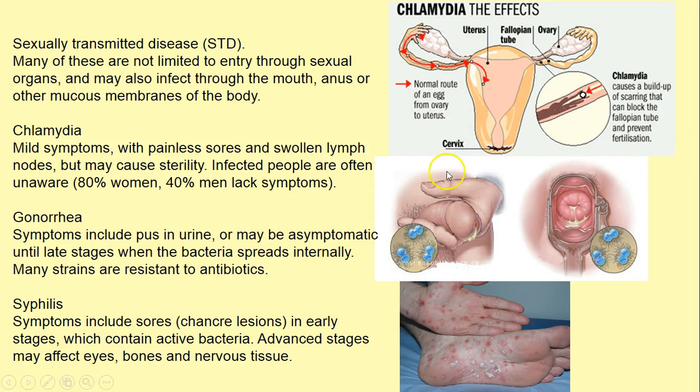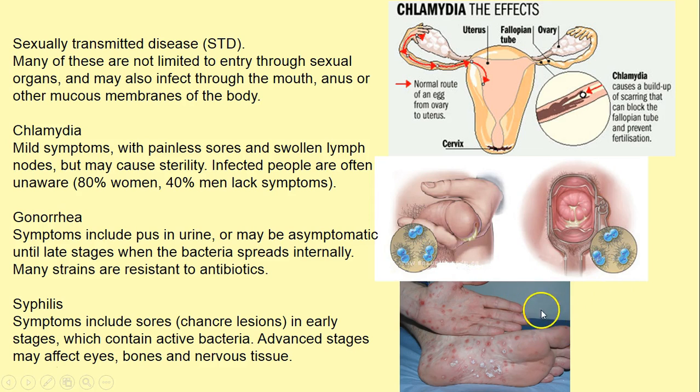Gonorrhea, that's the middle picture here. We think of pus, either from the penis or from the vaginal area of a woman. Often early stages are asymptomatic until the bacteria is moving internally. It doesn't just stop at the cervix or testicles. It may move into deeper tissues. Many strains of gonorrhea are highly resistant to antibiotics, so it's not so easy to treat anymore.